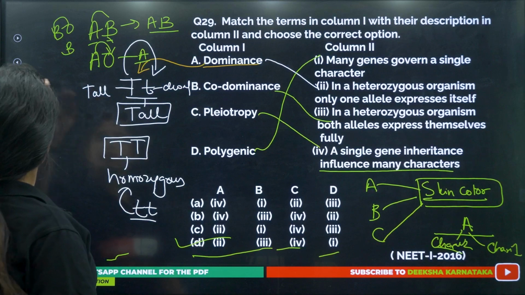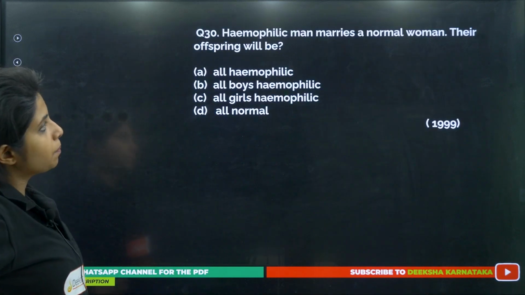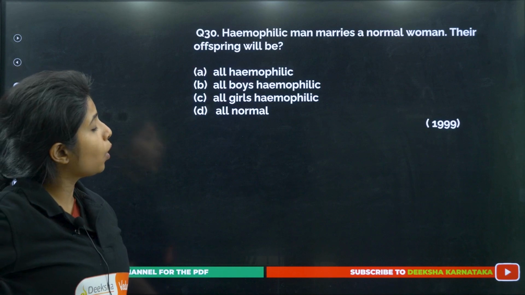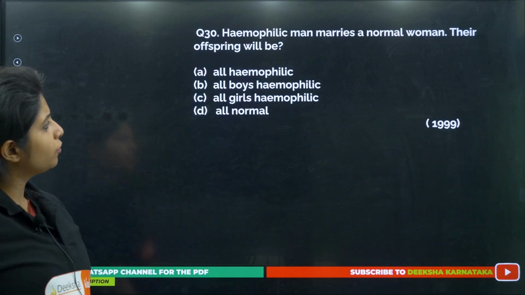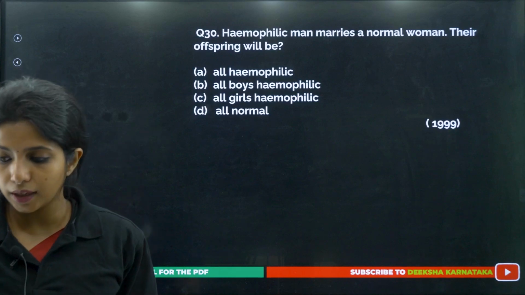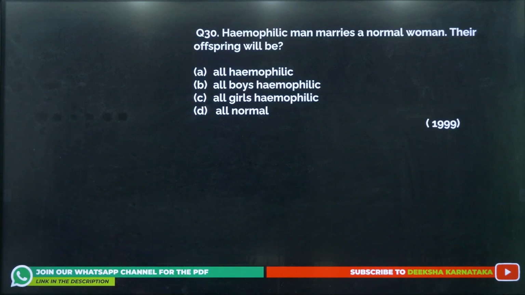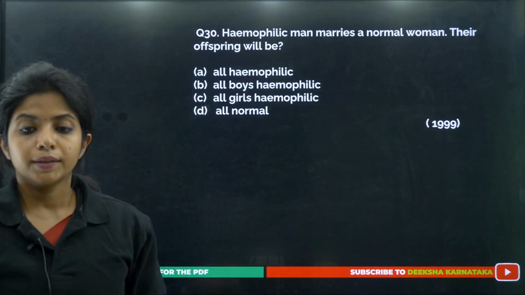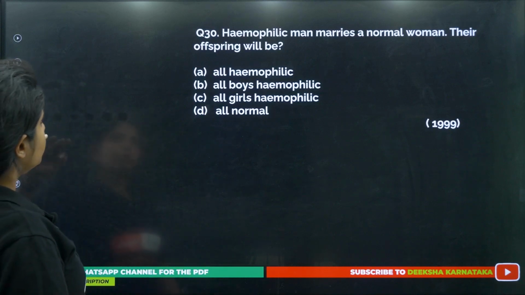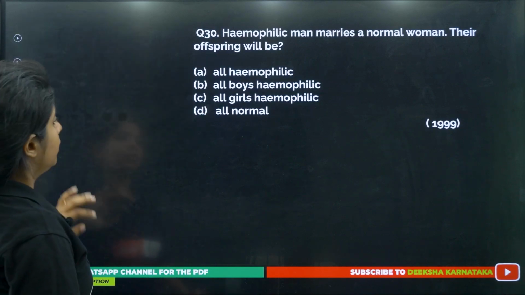Cool. Now the next question that we have: a hemophilic man marries a normal woman, their offsprings will be what? All hemophilic, all boys hemophilic, all girls hemophilic, all normal. Please try to solve it. I'm just coming in a second. Yes, so a hemophilic man marries a normal woman, their offspring will be what?